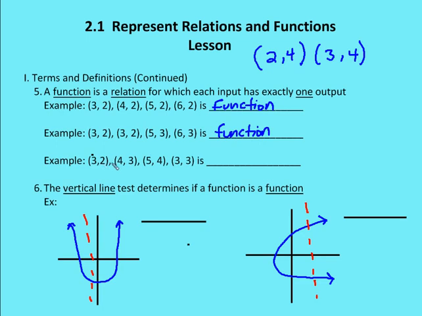My third example, I have the relations (3, 2), (4, 3), (5, 4), and (3, 3). Now this is not going to be a function because I don't have a unique output for a given input. All right, so for (3, 2) and (3, 3), I have two separate outputs, 2 and 3, for the same input. So this is not a function.